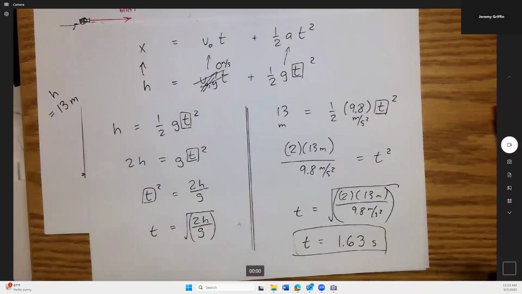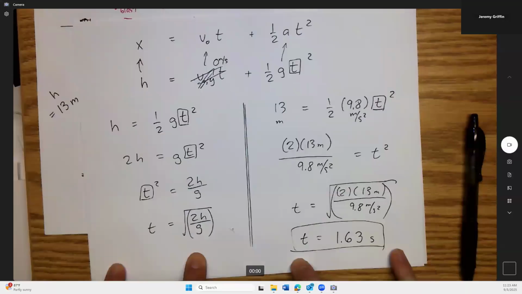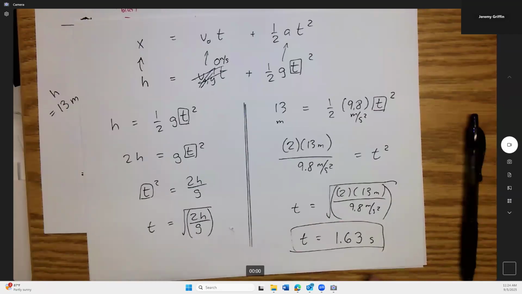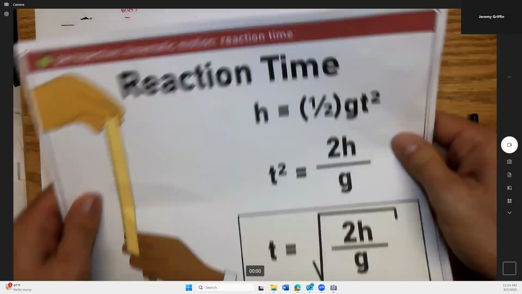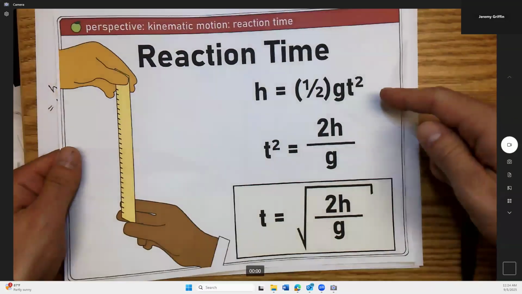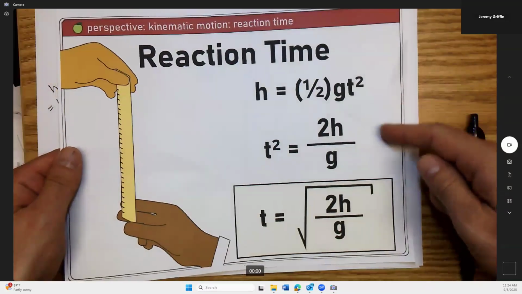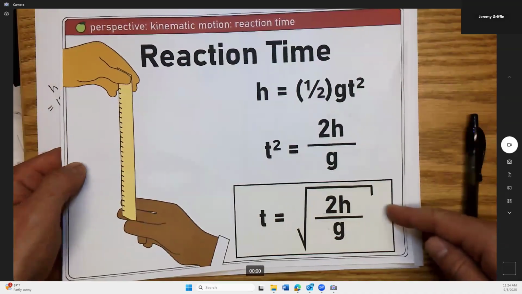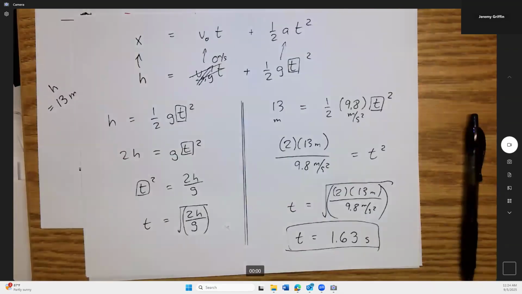Hold on a minute. Does this look familiar? Where have you guys seen this? Reaction time? Hey, that was the last thing you guys did yesterday. Yeah, it's the same thing. Same thing. You guys seen that before?